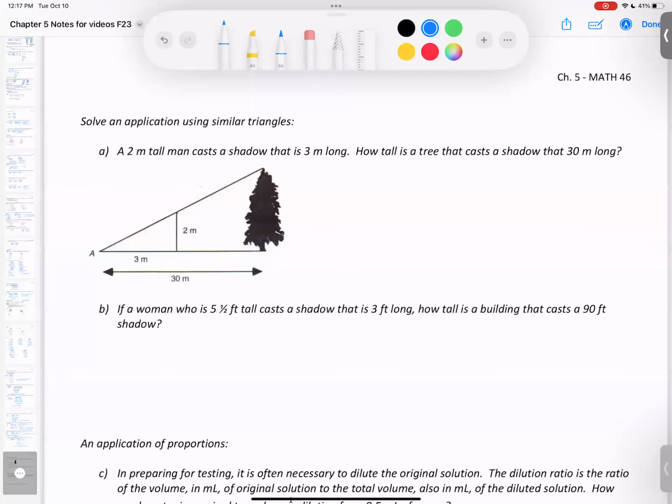All right, so let's do a few more applications of proportions. And now we're looking at similar triangles. So those are triangles that have the same angles. And in this chapter, we're going to be looking at shadows.